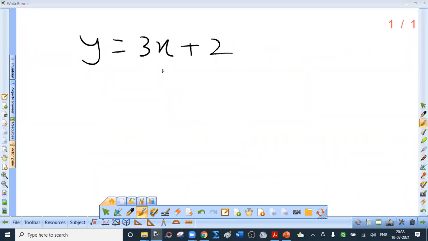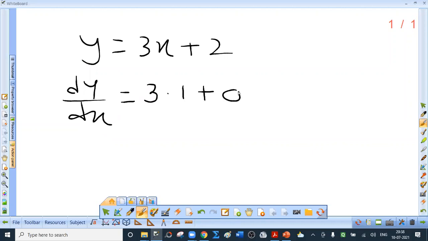Now let me explain. dy/dx gives slope of the line. In fact, it gives slope of the tangent. I'm explaining that. Can you find derivative of this? Y is 3x plus 2. So what is dy/dx? What is derivative of 3x? 3 into what is derivative of x? Derivative of x is 1. What is derivative of constant 2? 0. So 3.